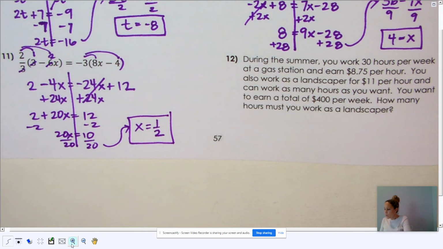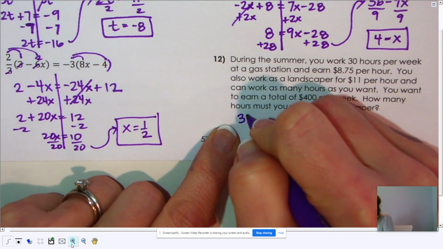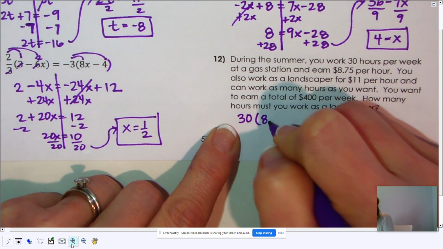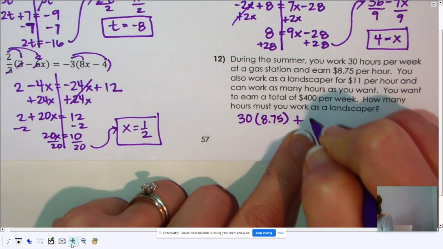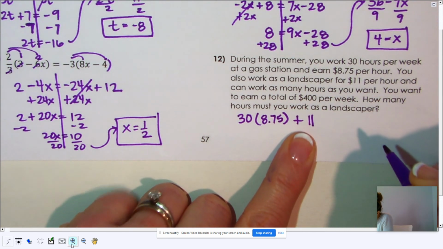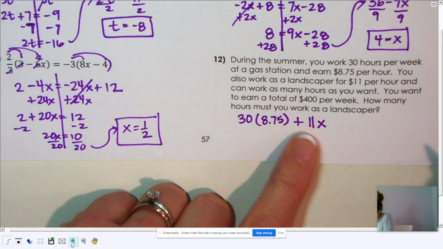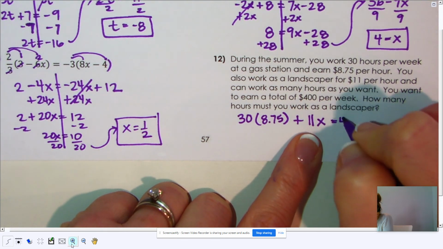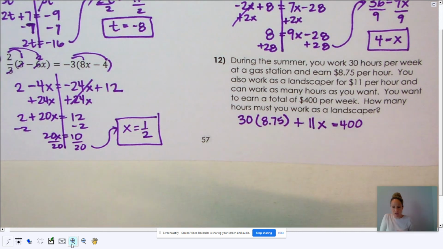Okay, question number 12. It says, during summer, you work 30 hours per week at a gas station and earn $8.75 per hour. So 30 hours, and we make $8.75 per hour. Okay, and you also work as a landscaper for $11 per hour, and you can work as many hours as you want. You want to earn a total of $400 per week. How many hours must you work as a landscaper?